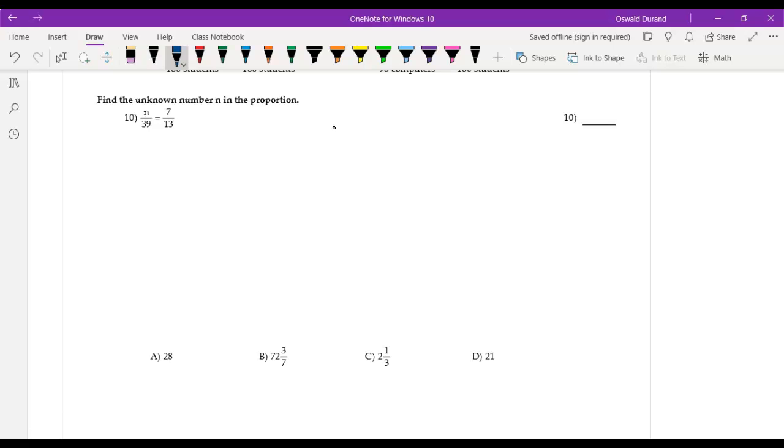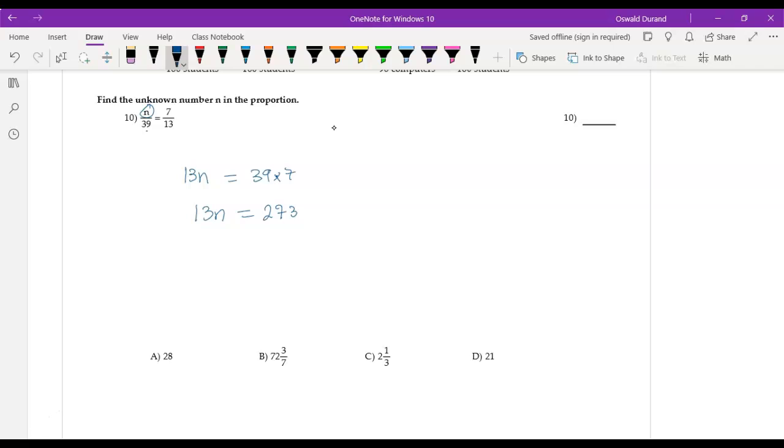All right, so here we have N over 39 equal to 7 over 13. Okay, so we're trying to find N. We're going to use cross multiplication, so we're going to have 13 times N is equal to 39 times 7. Let me use my calculator here, 39 times 7 is 273.